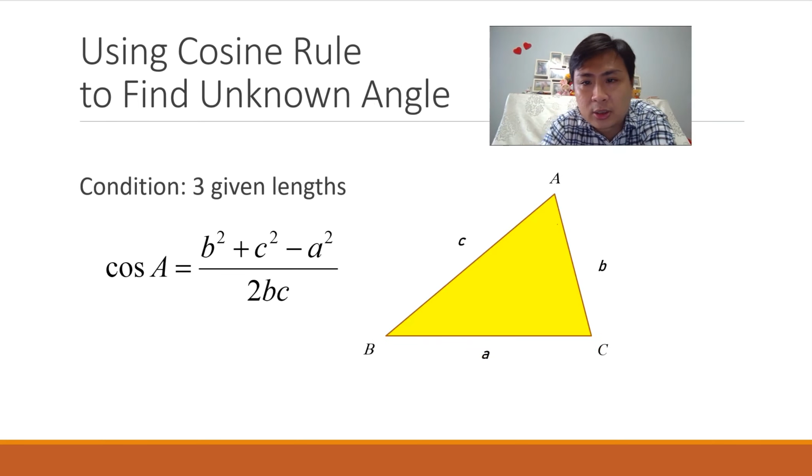Let's take a look at how we can make use of cosine rule to find an unknown angle. To find an unknown angle using cosine rule, we'll need three given lengths, a, b, and c. All these three lengths must be given to you before you can make use of cosine rule to find an unknown angle. Suppose we want to find this unknown angle A. In order to find this unknown angle A, we'll match it to the opposite length a.